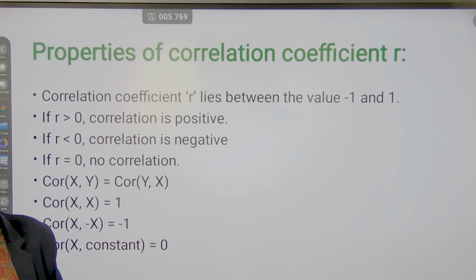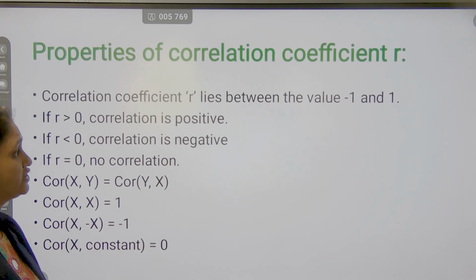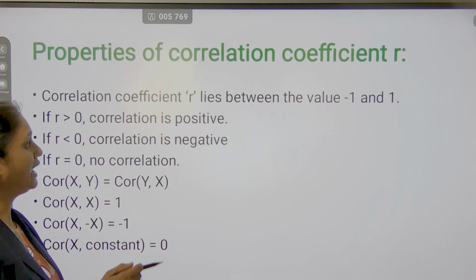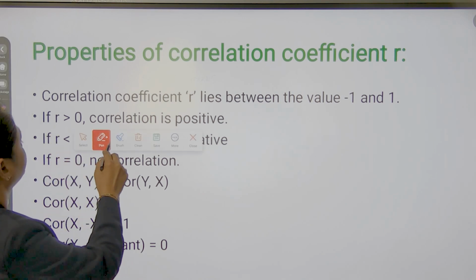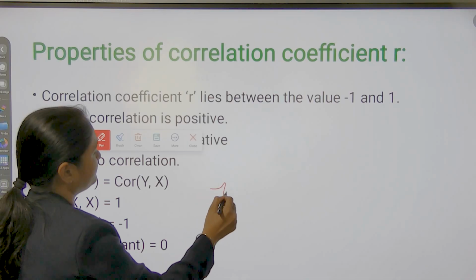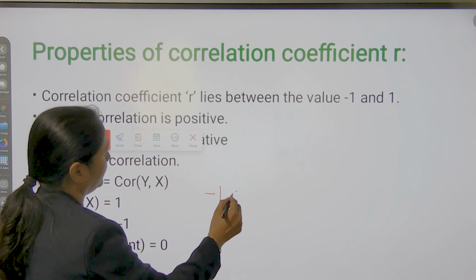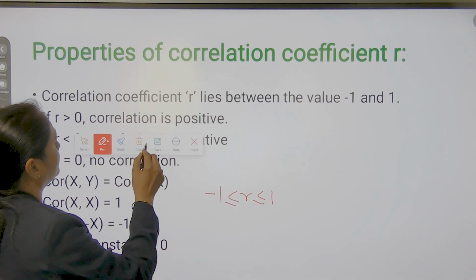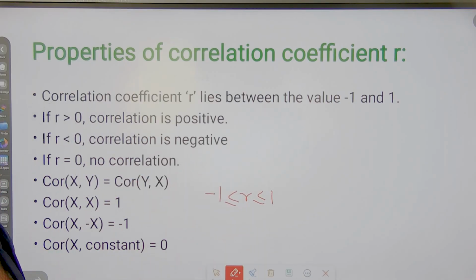Now there are some properties of correlation coefficient r. The correlation coefficient r lies between the values -1 and +1. That means -1 less than or equal to r less than or equal to 1.